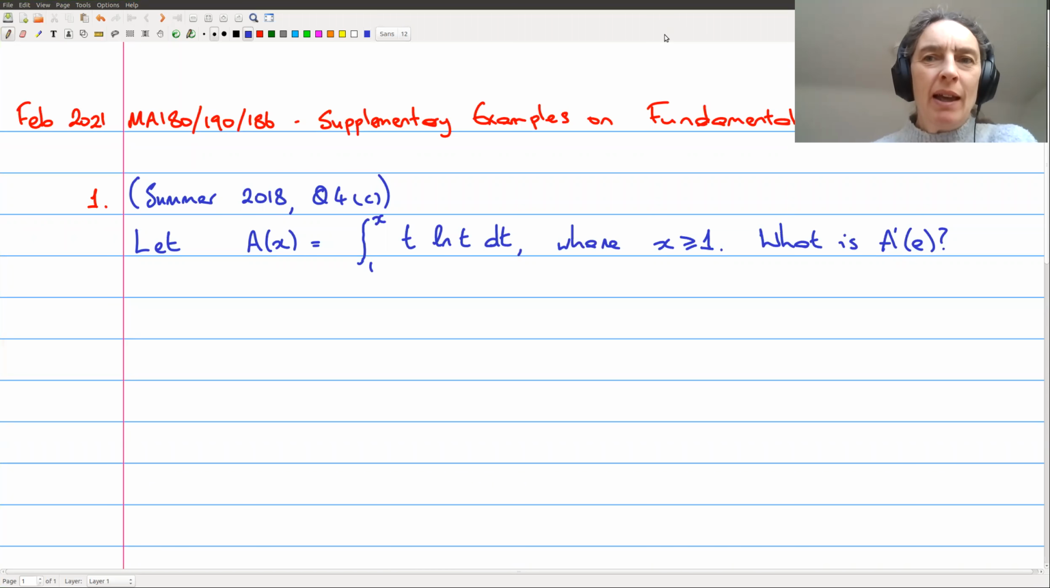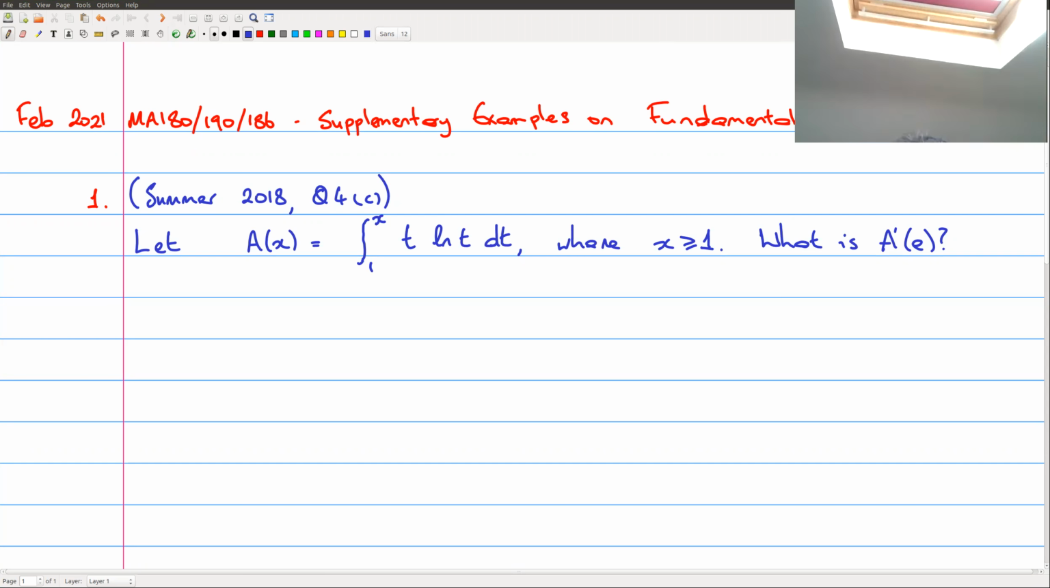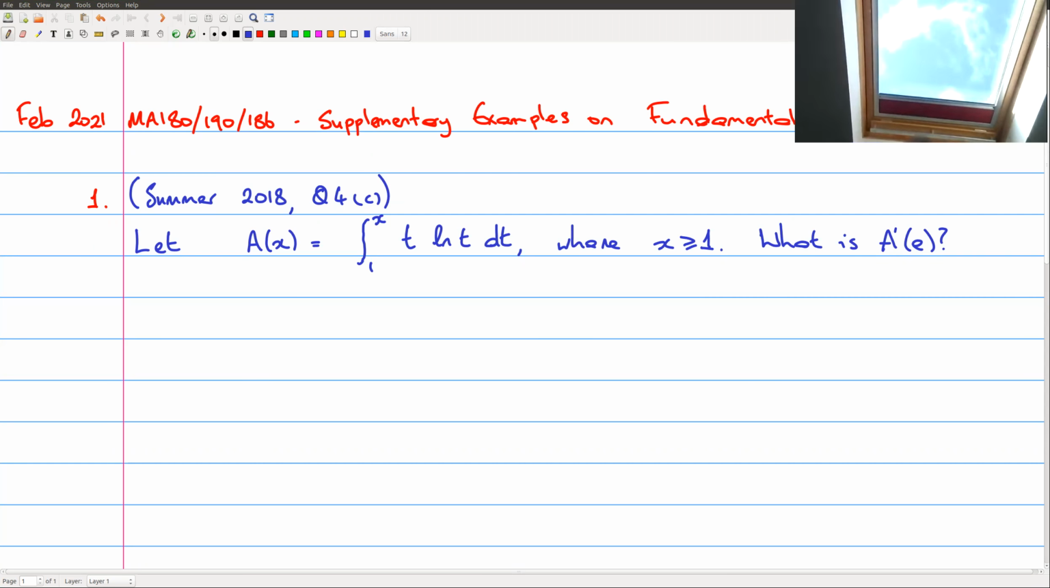Hello everybody. This is just a short little supplementary tutorial on the fundamental theorem of calculus, and specifically on how to tackle some of the questions that tend to turn up about the fundamental theorem of calculus on exams and worksheets and the like. So I've got two examples here that I'll just quickly run through, and hopefully you might find it helpful.